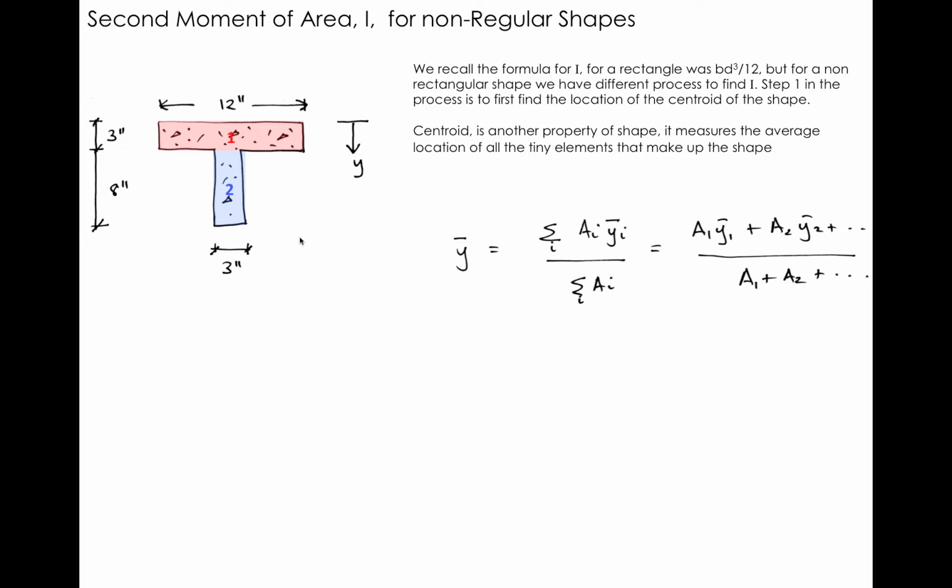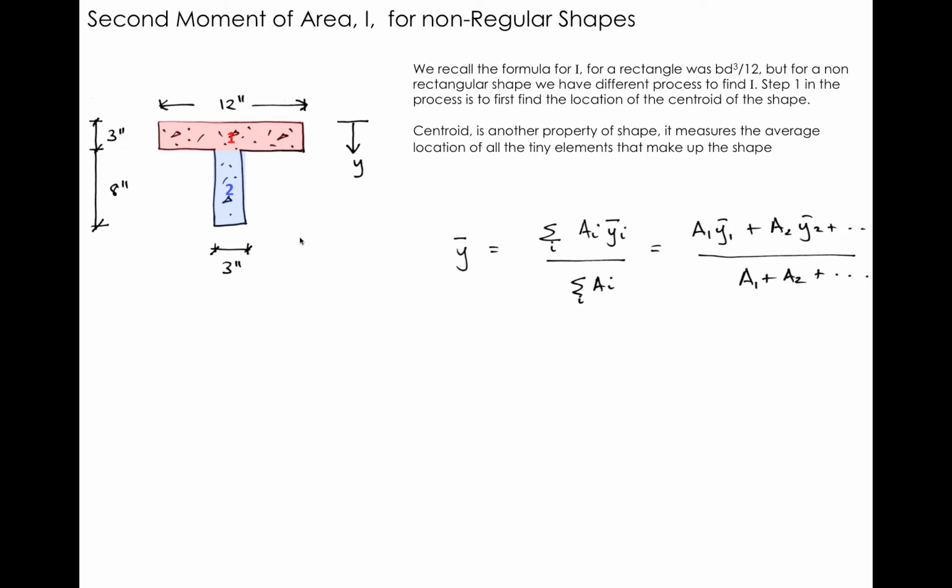For those of you who are statisticians, you'll recognize this as a weighted average. Each of the shapes gets a say as to where the centroid wants to live, but the bigger the shape, the more of a say it gets. And so this doesn't make a ton of sense until you see it actually done for a shape.